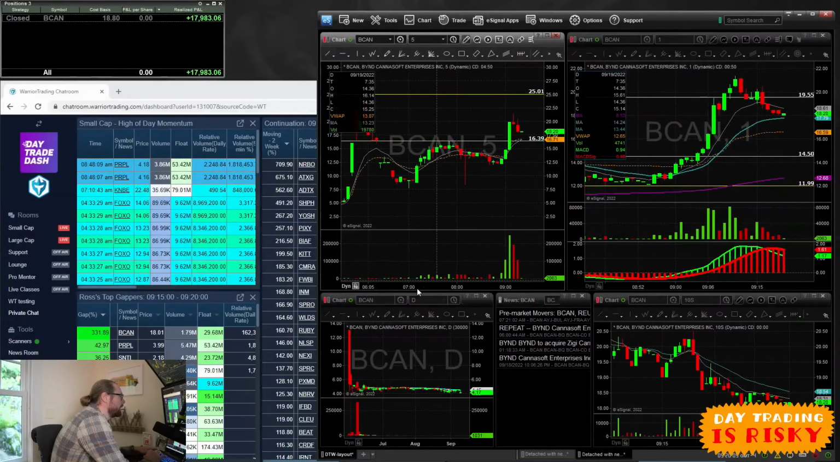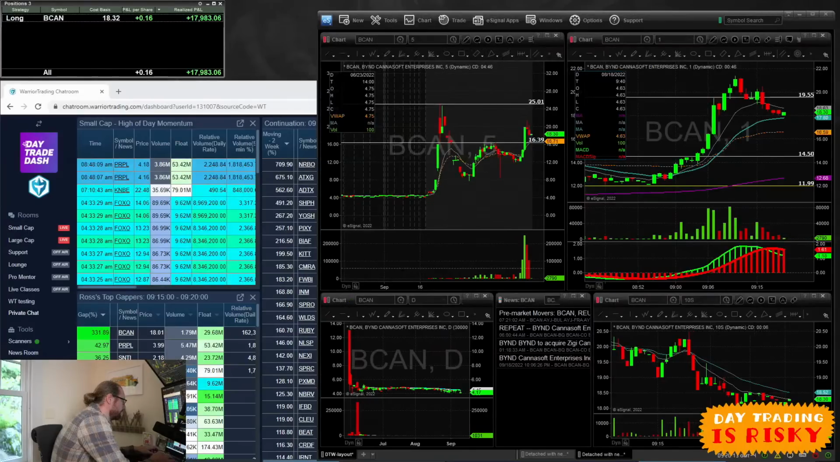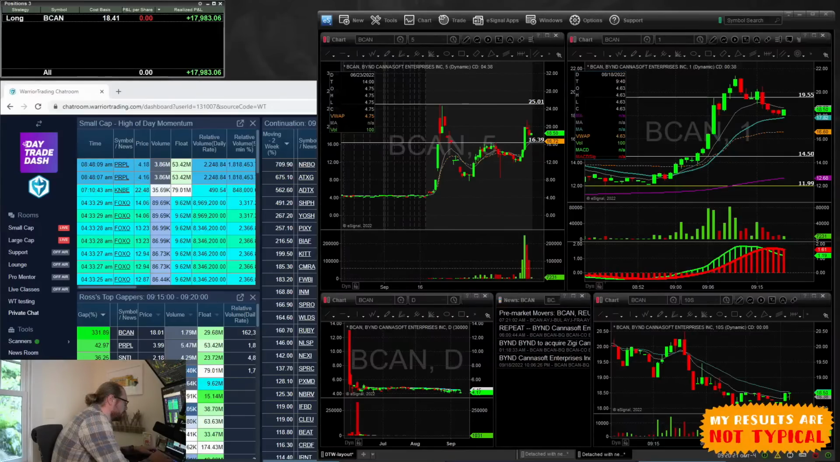Lighter volume. BCAN on a pullback. Dip at 27 right there. Buying the dip. I want to see if it pops back up. This is right off the 20 moving average. Added at 1850. Now looking for the squeeze. There's 1870. 1872, that's a profit target. We'll see if it goes higher.